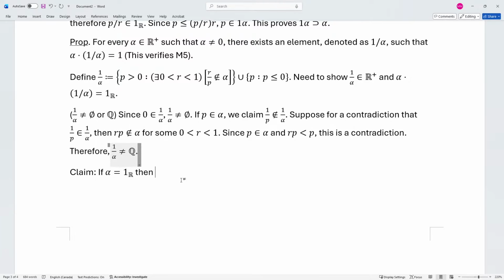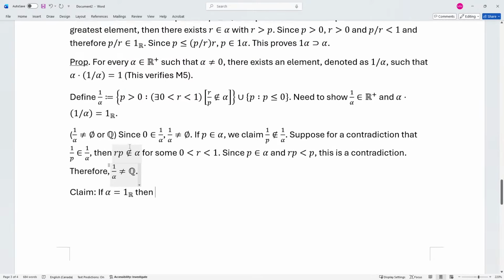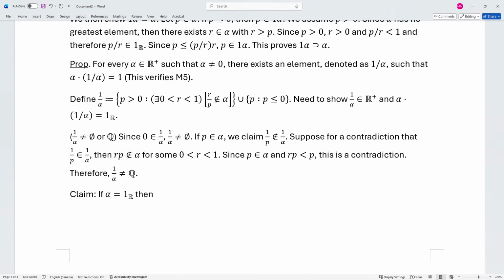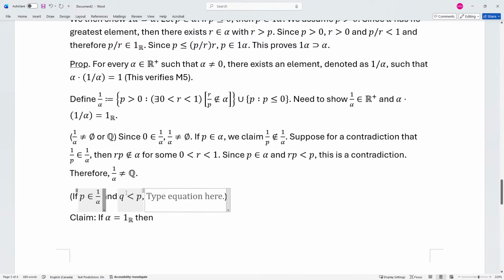Okay, and this is our first property of the cut. And for the second, we need to show everything to the left of an element in the cut is still in the same cut. So if P is in 1 over alpha and Q is less than P, we want to show that Q is also in 1 over alpha. That's the second property of the cut. So how do we do that?